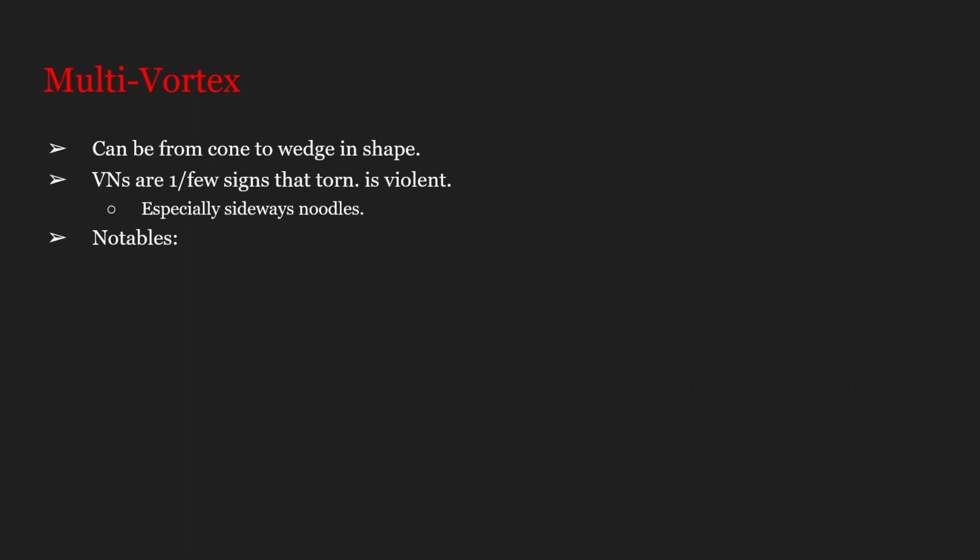The multi-vortex or vorticity noodle producer, I am kind of messily combining here. If you're talking about a purely multiple-vortices tornado, it can be anywhere from a cone to a wedge in shape. And this can be the same for a vorticity noodle producer.